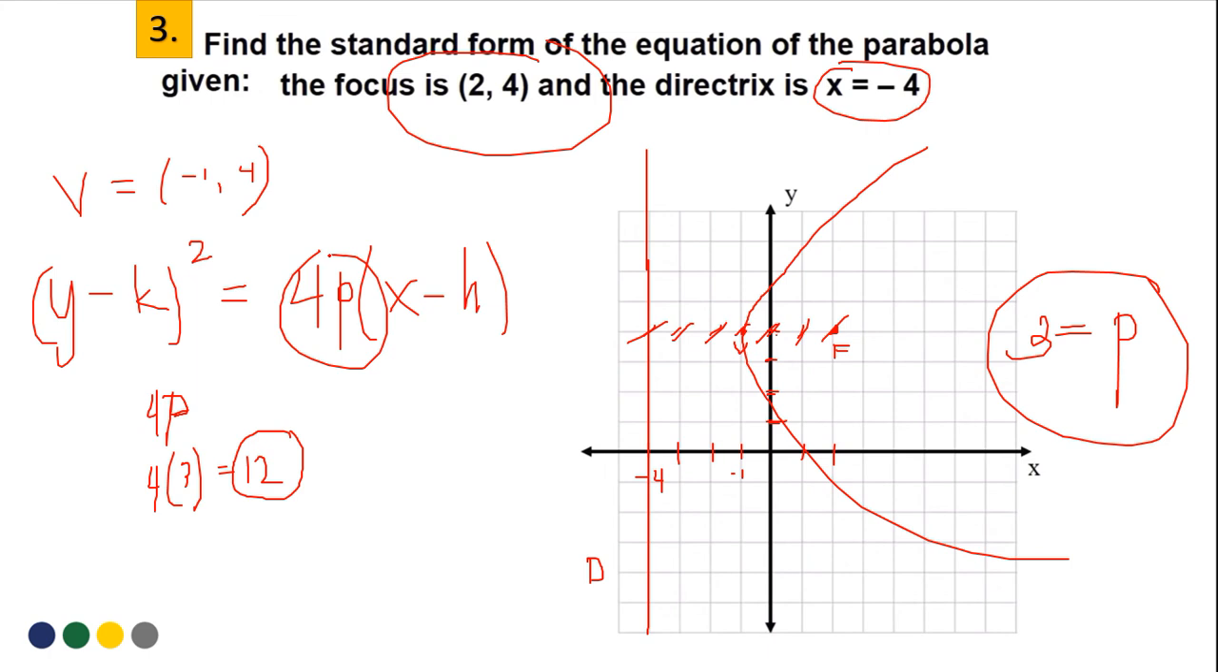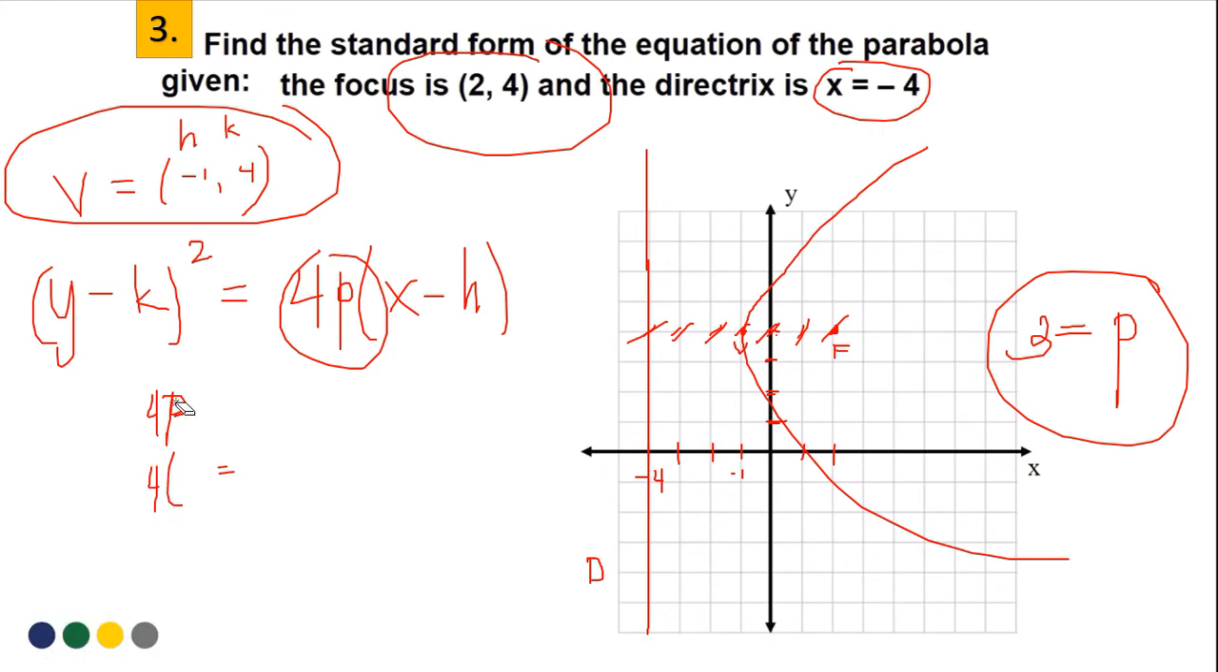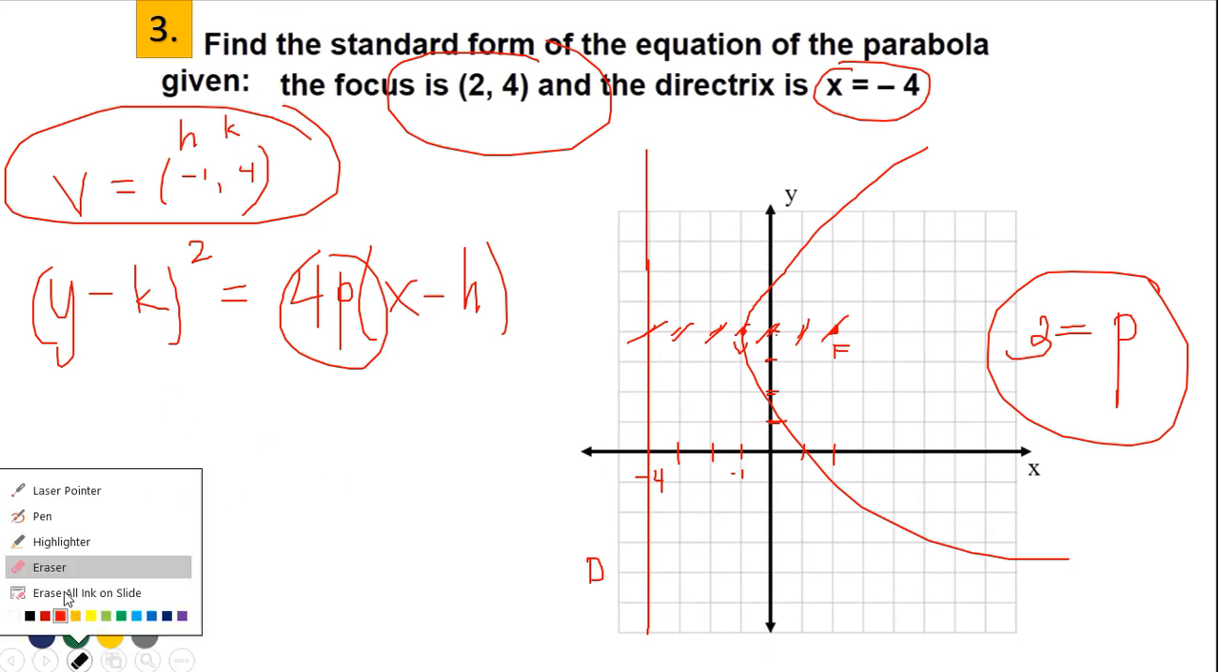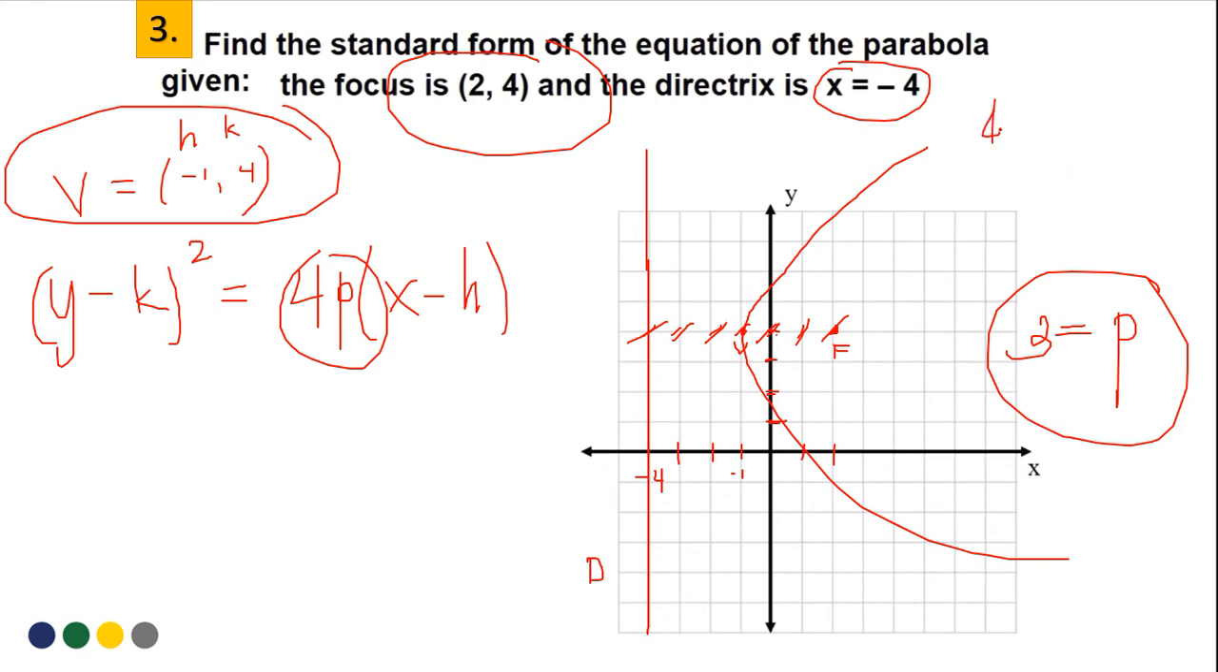And we're going to change 4P now into 12. We have the value of K and negative. The value of K and H is the value of the vertex. We're going to substitute it into this one. Okay, so alam na natin yung ating 4P. So 4P is equal to 12.